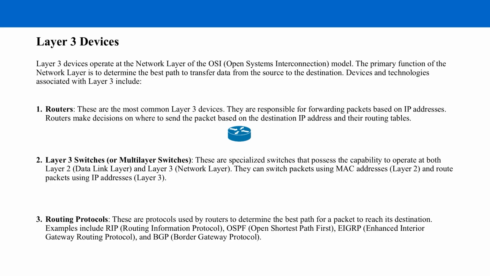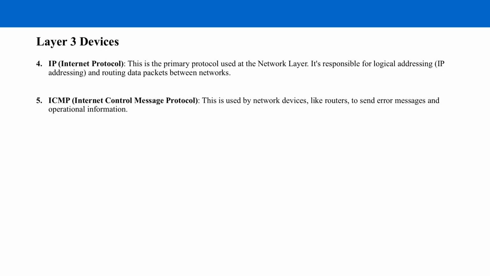And then we have the EIGRP, Enhanced Interior Gateway Routing Protocol, and also the BGP, Border Gateway Protocol. And then, of course, we have the IP, Internet Protocol. We have the ICMP, Internet Control Message Protocol. This ICMP is used by network devices like routers to send error messages and operational information.